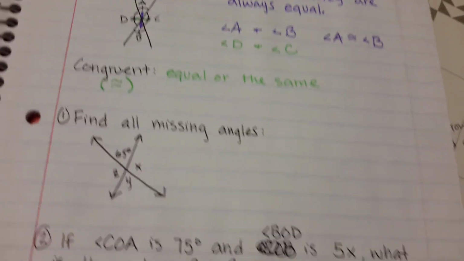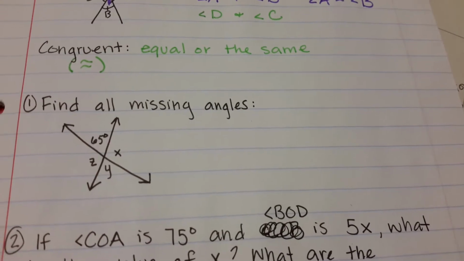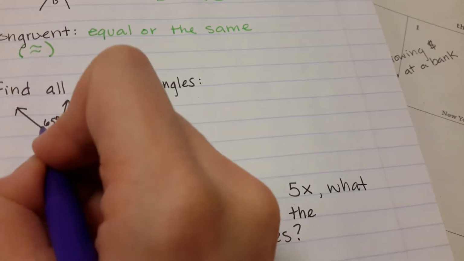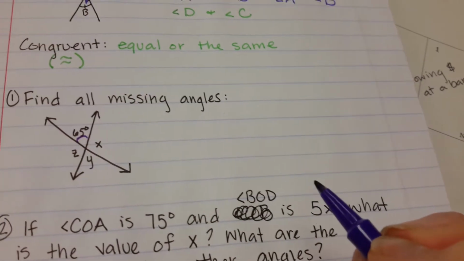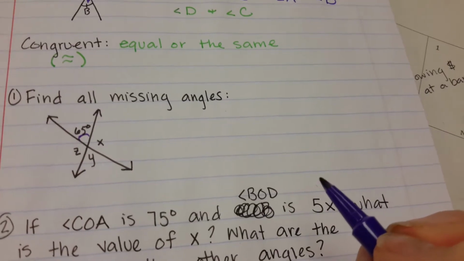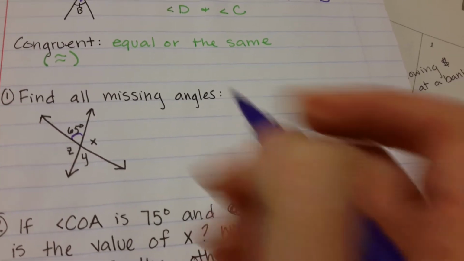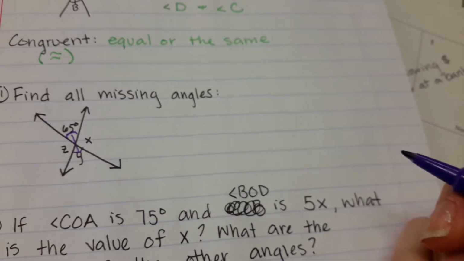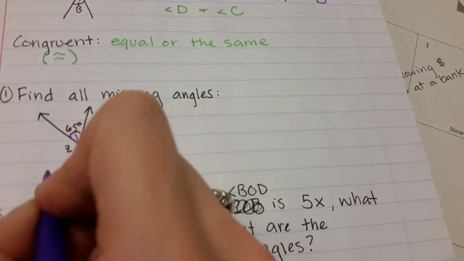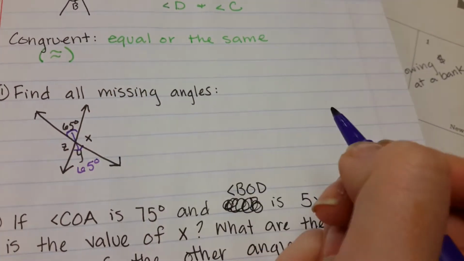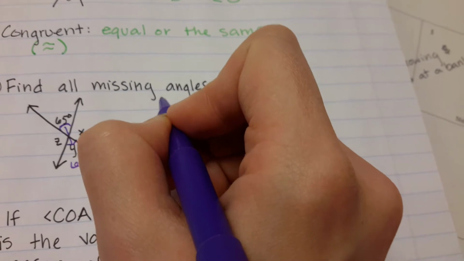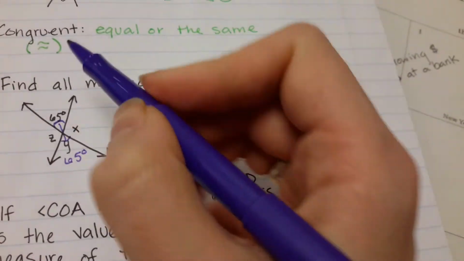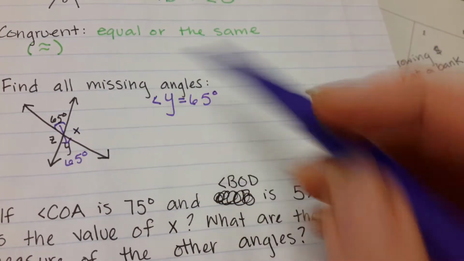Okay, so let's use that down here for our first example problem. Find all missing angles. Well, we're given the value of this angle is 65. And we know that vertical angles are congruent or equal. So if we take the angle that is directly opposite our 65, we know that this angle is also 65 degrees. So we know that angle Y equals 65 degrees. And we know that because these are vertical angles.